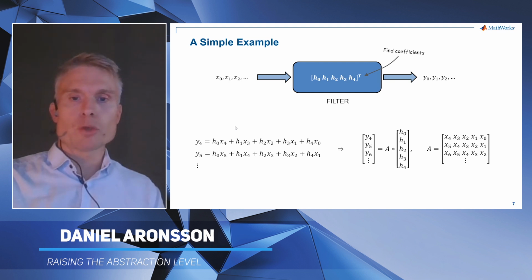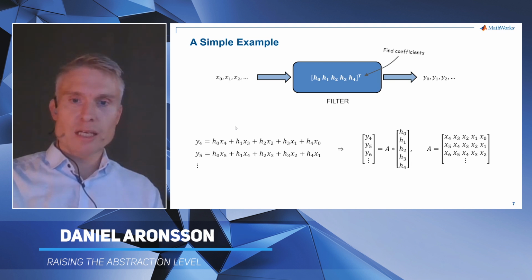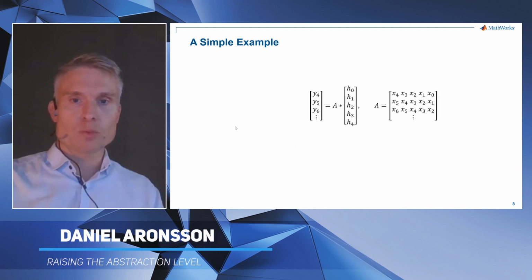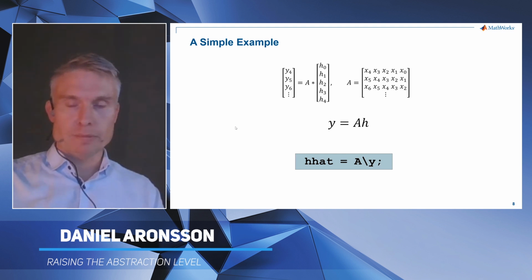So this is what we want to do here. So how do we go about doing that? We take that vector formulation that we see there, and write it even more compactly, so we say vector y equals matrix A times a vector h.